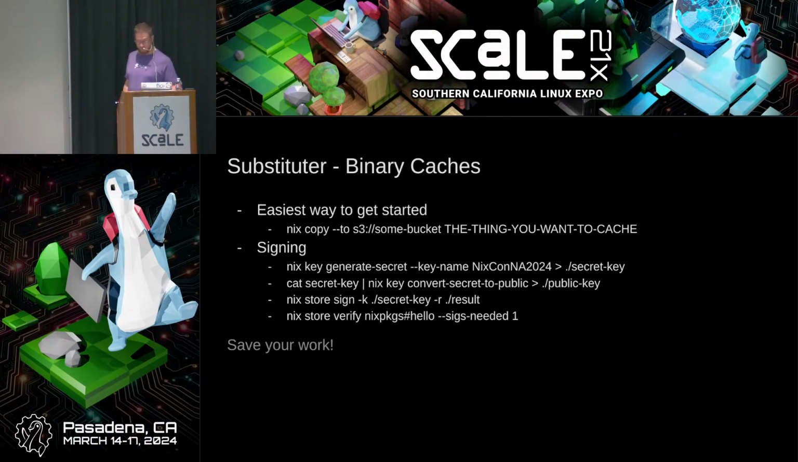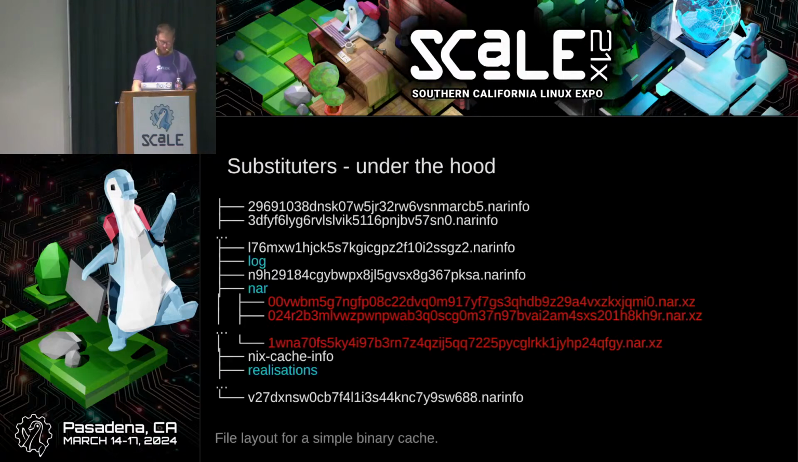One big issue, which looks really small, is that little -r on the signing. That says you want to sign all the things down your closure, not just that one store path. It's a common mistake. But you can verify things, there are operations, you can do all this, but we want to be able to save our work.